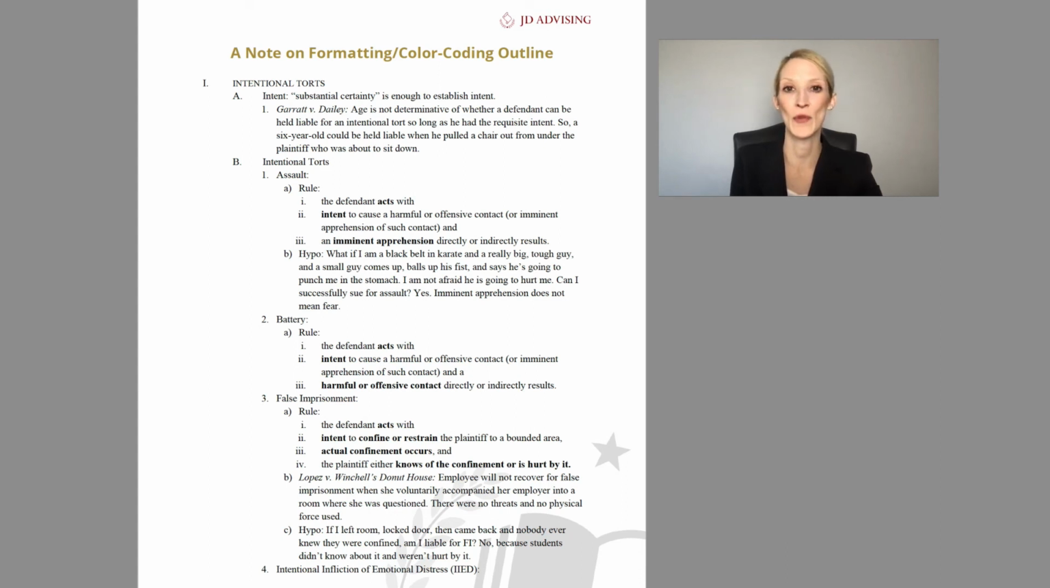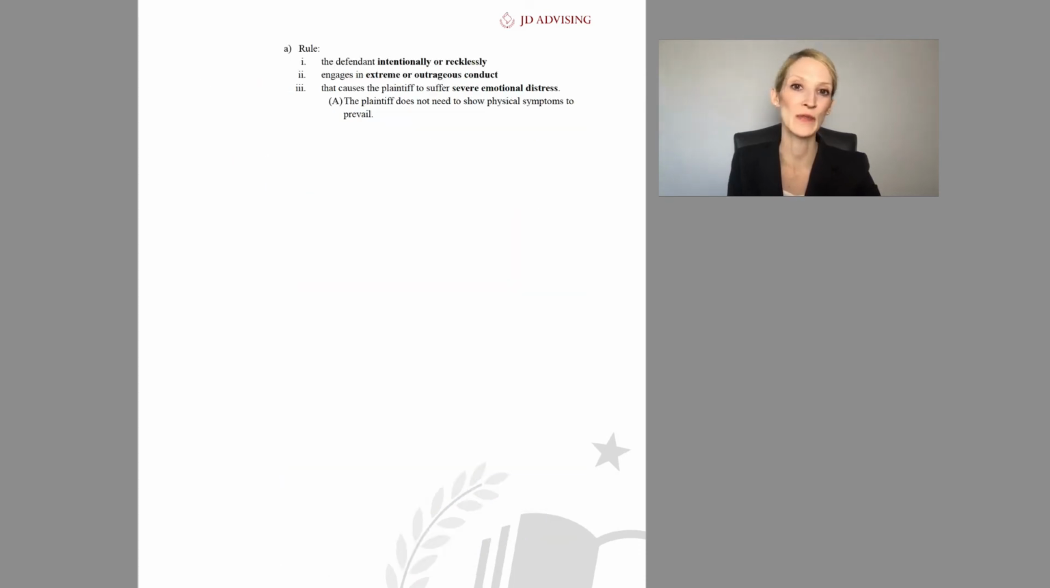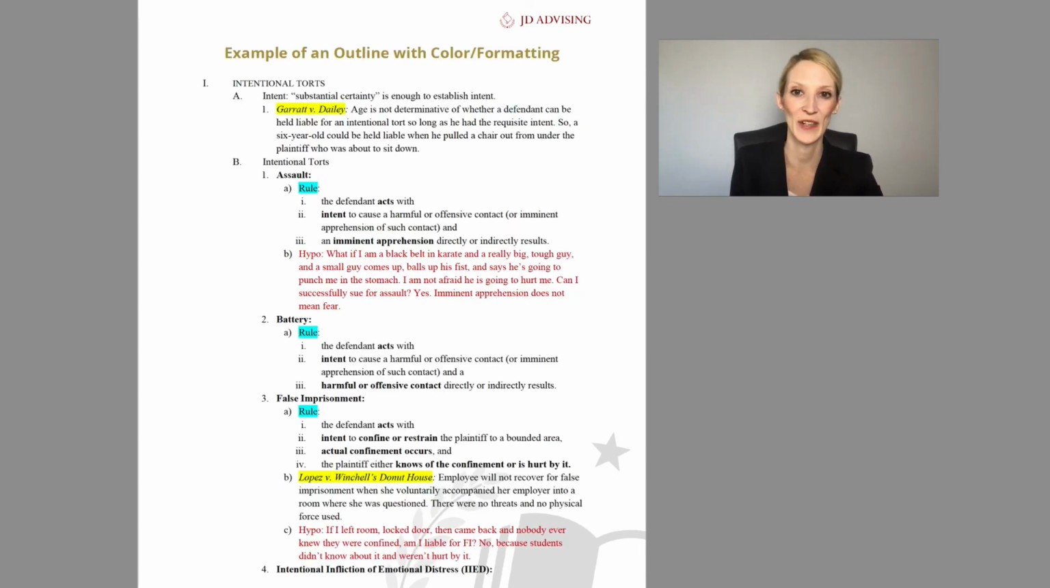A quick note on formatting and color coding your outline. Some students like black and white outlines that look just like this, and that's fine. There is not one right way to format or color code an outline. Other students like more colorful outlines. For example, here, cases are highlighted in yellow, rules are highlighted in blue, hypos are in red. This is another way to make your outline. If you're a more visual learner, you might appreciate a more colorful outline. If you're an auditory learner or you don't find yourself very visual, then you might want to stay away from color. So just do whatever works for you.